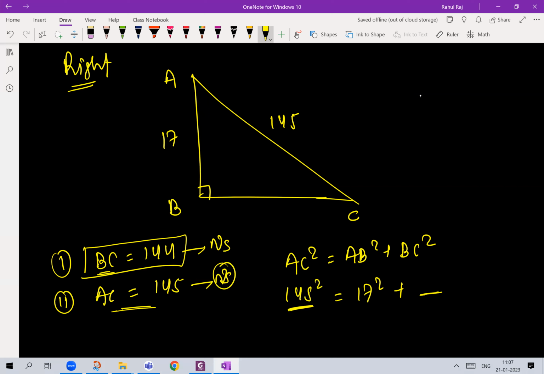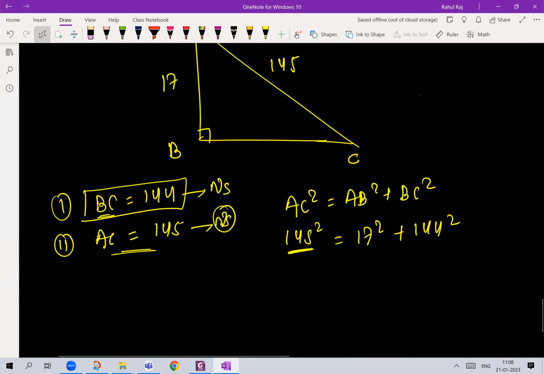Now, when I combine the statements, I know that 145 square should be equal to 17 square plus 144 square. Now, after this, what exactly did you do? If you try and calculate it, it will be a recipe for disaster. You will eventually get the answer for sure, but you should not be doing it, because if you are trying to calculate here what 145 square is and what 17 square plus 144 square is, it simply means that you have not understood the concept of the problem.